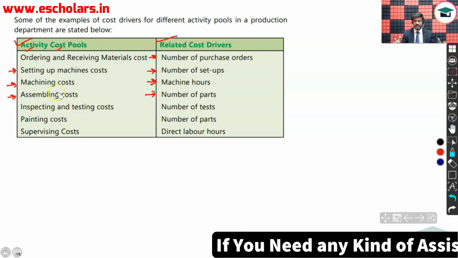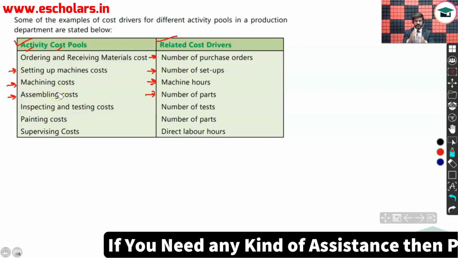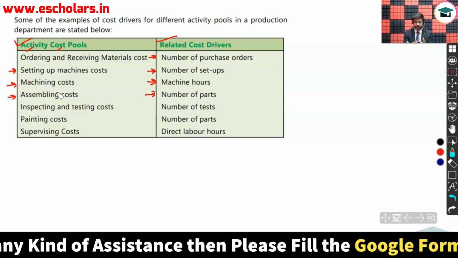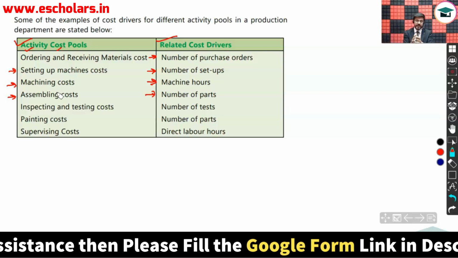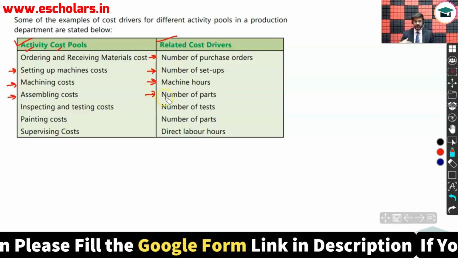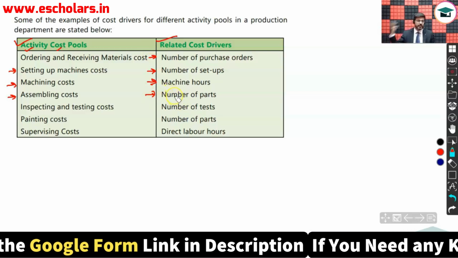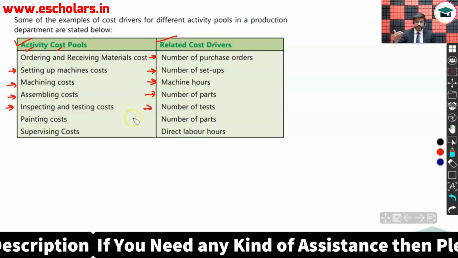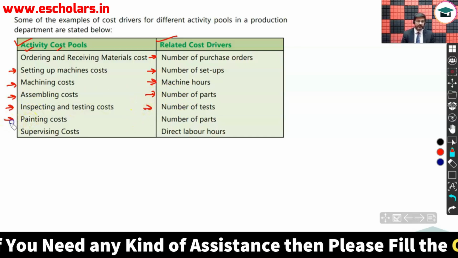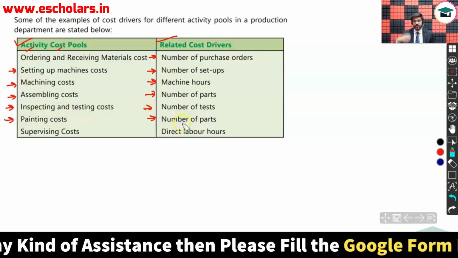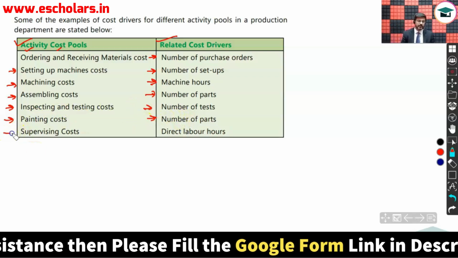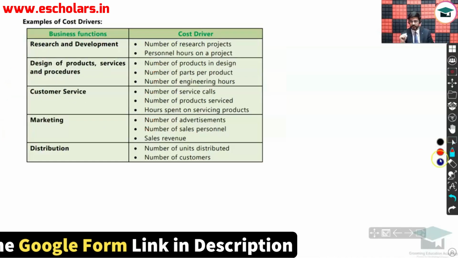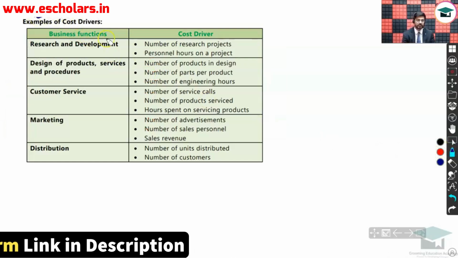Assembling means when you get different parts together. So how much cost is going to be incurred depends on how many parts you are assembling for a particular product. If the parts are more, more assembly cost will be allocated to that product. Inspection and testing cost depends on the number of inspections, the number of tests you are doing. Painting cost depends on the number of parts. The more parts, the more painting cost will be allocated. Supervising cost depends on direct labor hours. Now let's see some more examples on cost drivers.